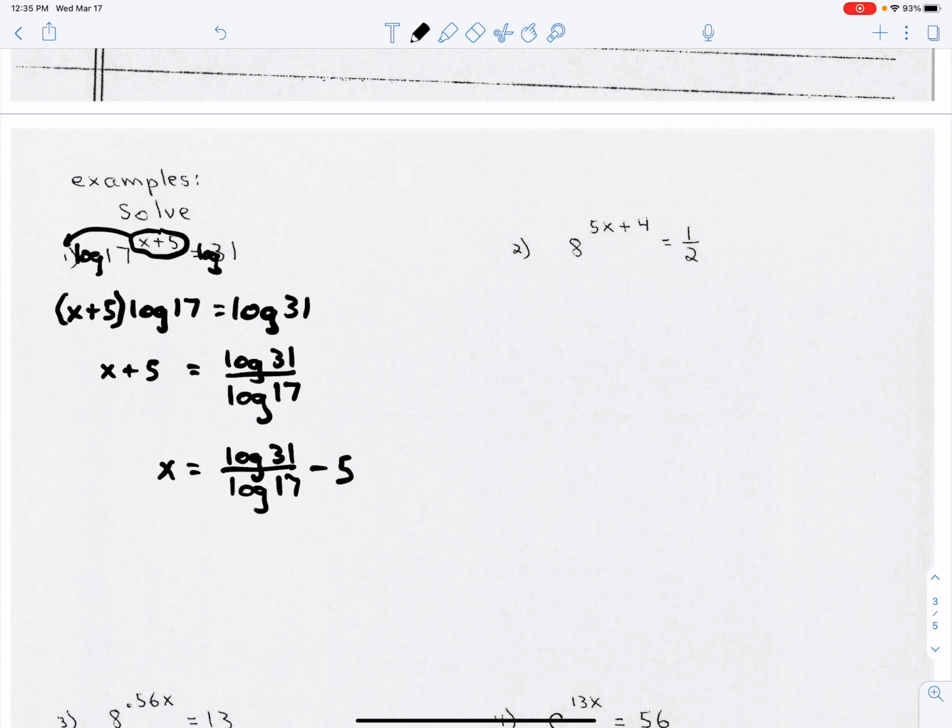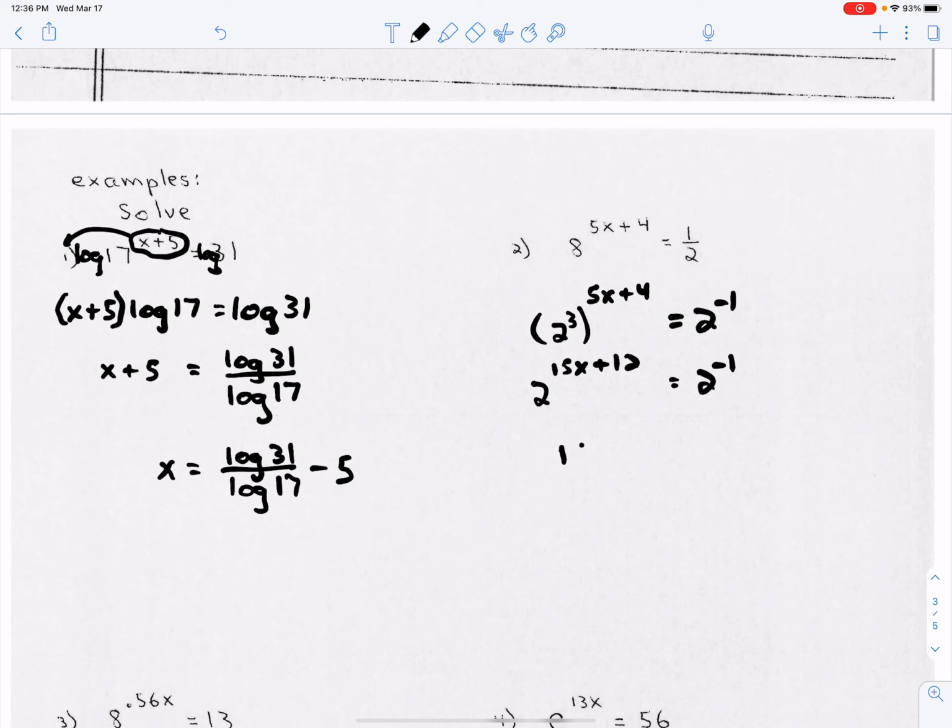Okay, in this case, don't take the log of both sides. Take a look at it. We can get both of these bases to be the same thing. This will be 2 to the third raised to the 5x plus 4, and this is 2 to the negative first, which is 2 to the 15x plus 12 equals 2 to the negative first. And then by common sense, 15x plus 12 equals negative 1, and x equals negative 13/15.